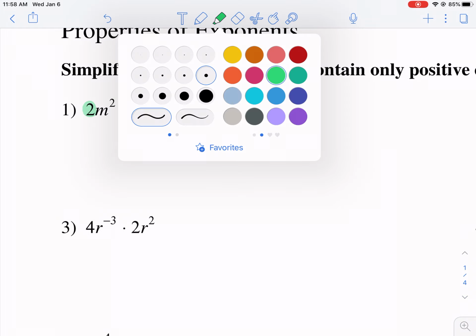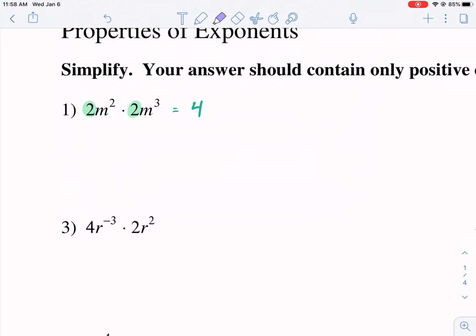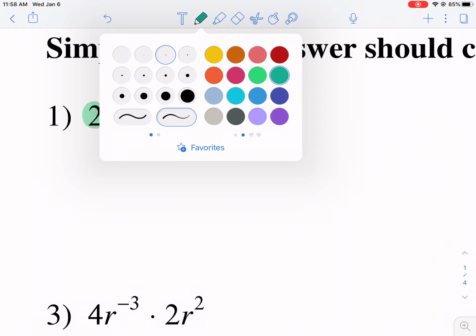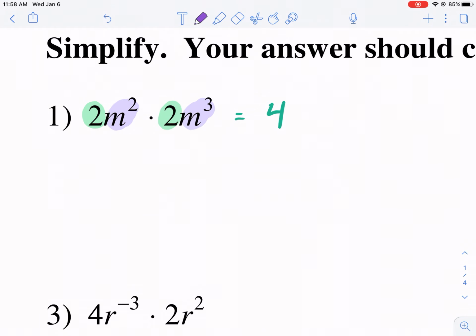Now, the tricky part, well, it's not so tricky, but it just requires a little more patience, is the variables. So we have m squared times m to the third. I'm going to show you the long way, and then I'm going to teach you the shortcut. The long way is writing out what each one means. m squared means m times itself 2 times. m to the third power means m times itself 3 times. So in total, we have m times itself 5 times. So we get 4m to the fifth power.